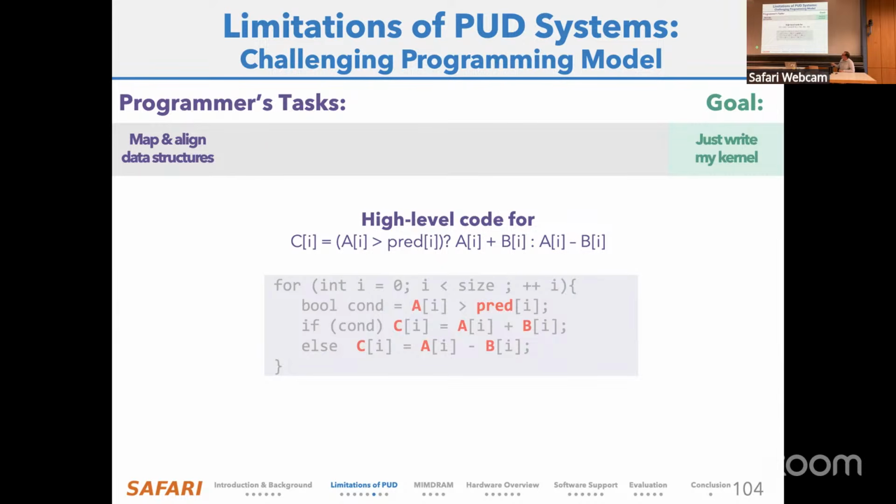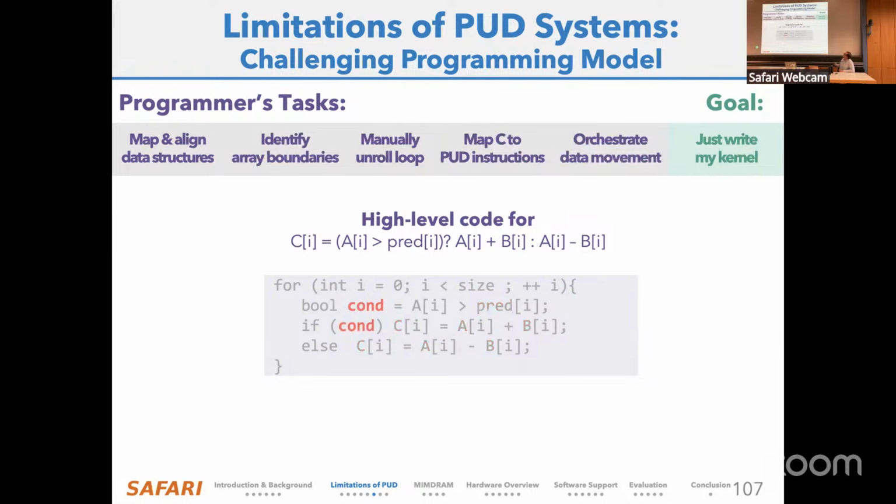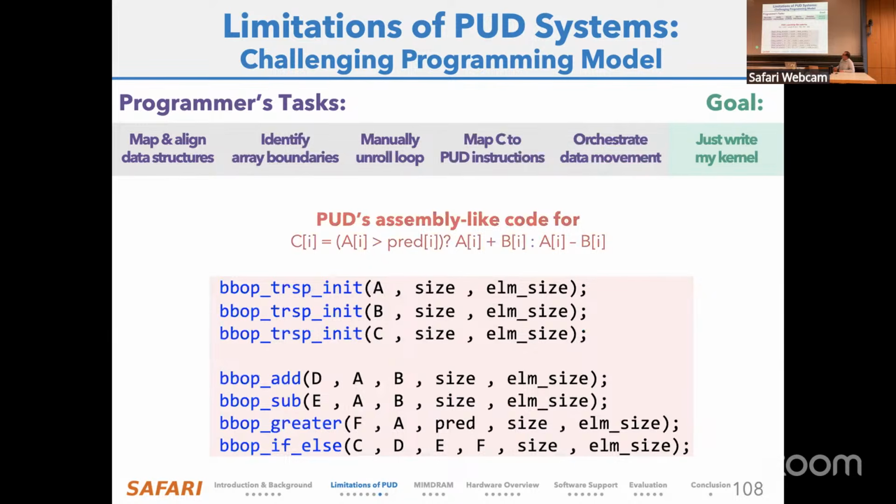Can you make it easier on the programmer? You need to identify the array boundaries. That's important. You need to manually unroll the loop. You need to map C to processing-using-DRAM instructions. You need to orchestrate data movement. And then you need to handle the conditional operations. That's also important. So in the end, the programmer needs to come up with something that looks like this. This is the assembly-like code that we have for processing using DRAM. You can see there are some initialization operations, and then there's some bulk bitwise addition, subtraction, bulk bitwise greater, bulk bitwise if and else computation. These are all implementable using bulk bitwise operations.